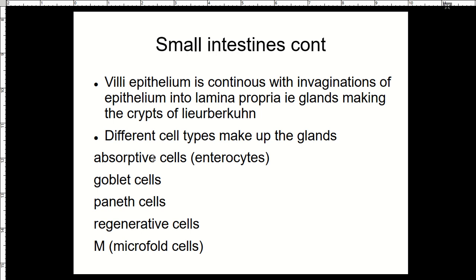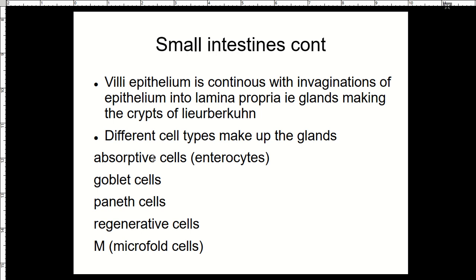The crypts of Lieberkühn. So they are short tubular glands with an epithelia which is continuous with the villi. Which epithelia? Simple columnar epithelia. The epithelia of these crypts is pluripotent. Which means it has stem cells that have the capacity to regenerate the epithelia of the small intestines.